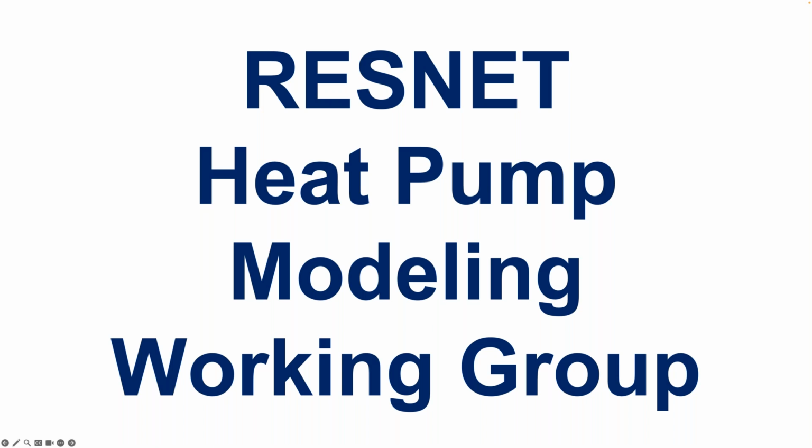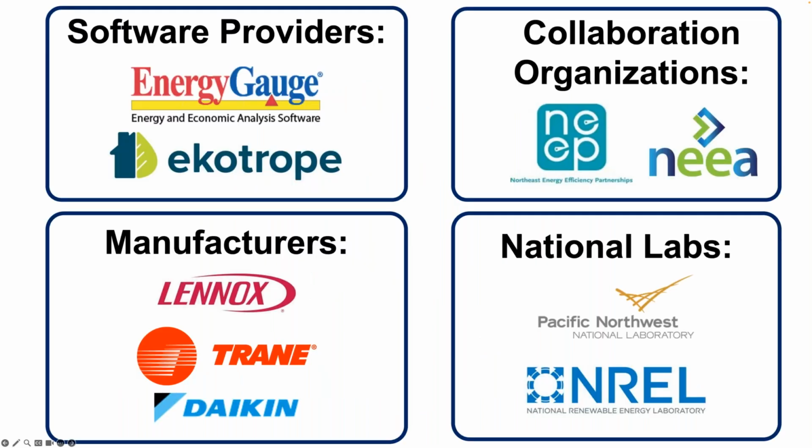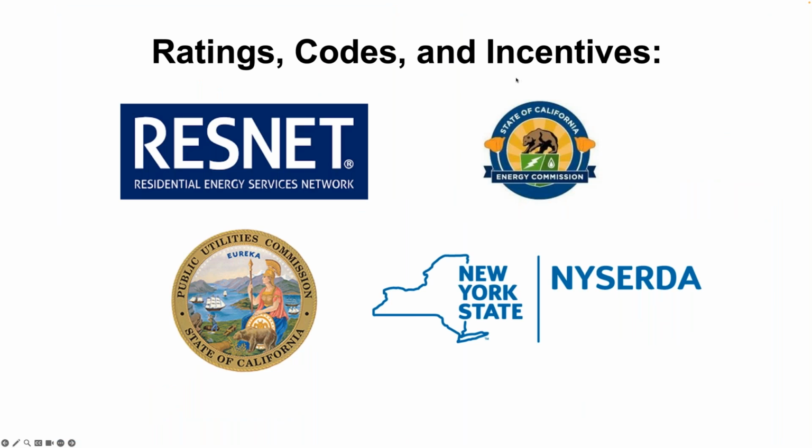It's a working group of the Software Consistency Committee that I chair, and it aims to basically do the best job we can with the information we have available. This working group is made up of the software providers, EnergyGauge and Ecotrope, representatives from collaboration organizations like the Northeast Energy Efficiency Partnerships and the Northwest Energy Efficiency Alliance. We had a few manufacturers engaged, and then people from the national labs. And maybe most importantly, we had people representing ratings, codes, and incentive programs.